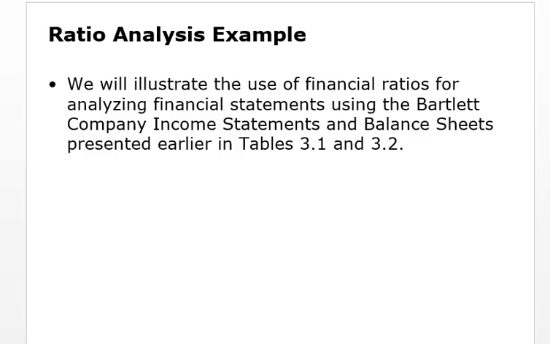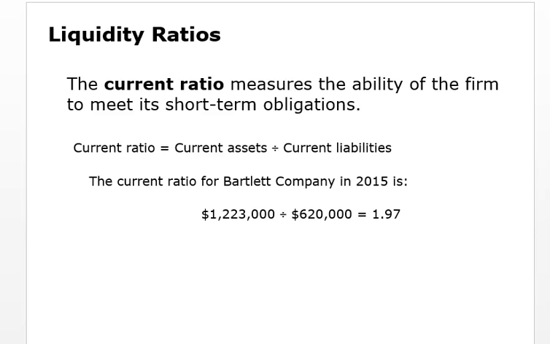So we're gonna analyze financial statements of this Bartlett company using the income statement and balance sheet that we provided earlier. So the first financial ratio we're going to talk about is the current ratio. And the current ratio, we're looking at current assets divided by current liabilities. Easy enough. But the critical thing here is, what does this mean?